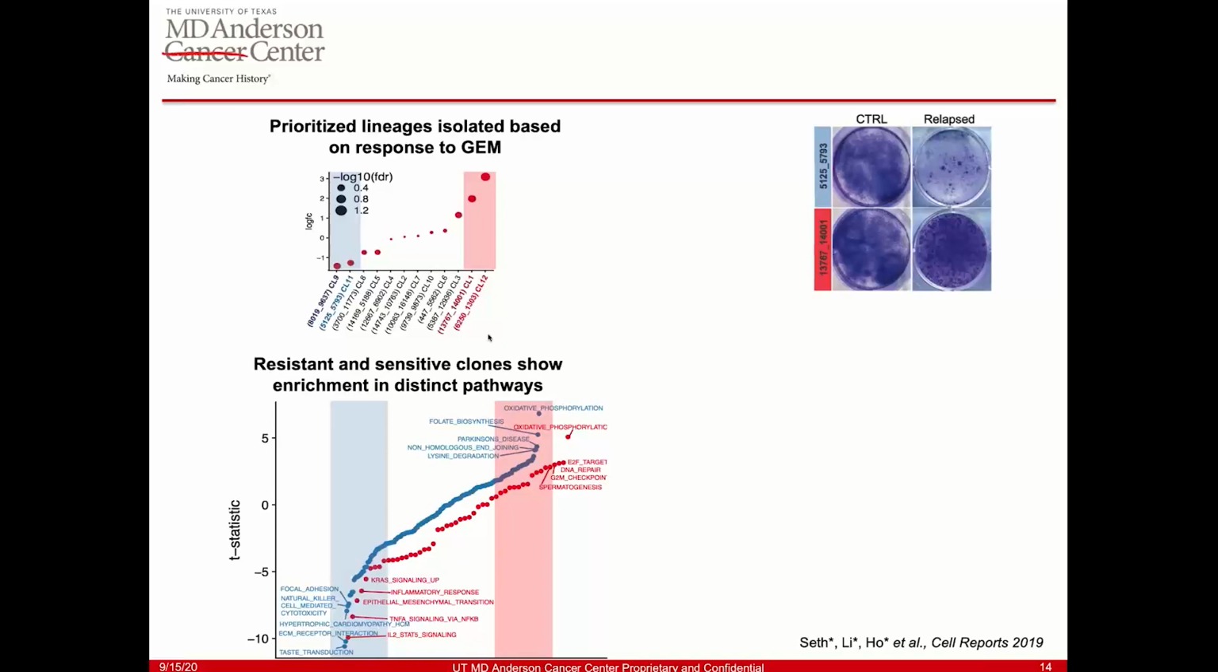Now we performed RNA sequencing to understand what pathways are enriched. In red and blue, we have 2 sets of pathways, hallmark and KEGG. What we see is oxidative phosphorylation is something which is incredibly enriched in the resistant lineages, and ECM interaction, IL-5, STAT signaling, etc., are depleted in these resistant lineages.